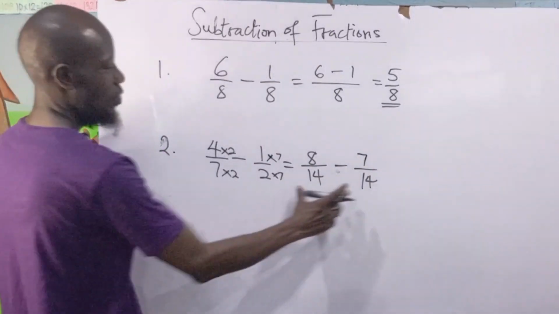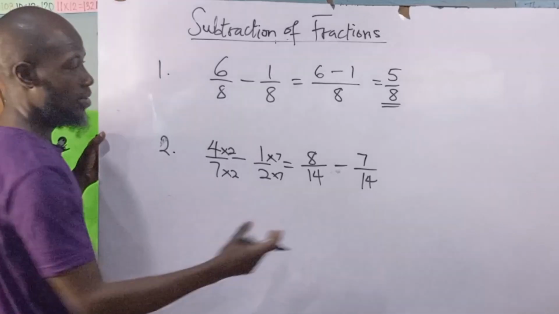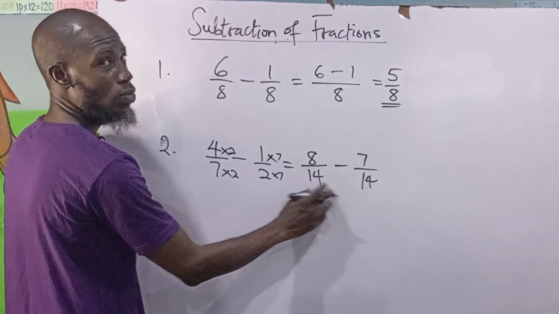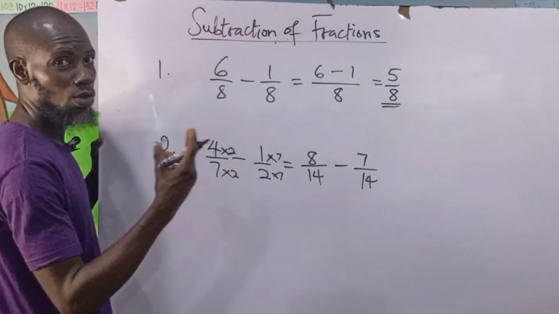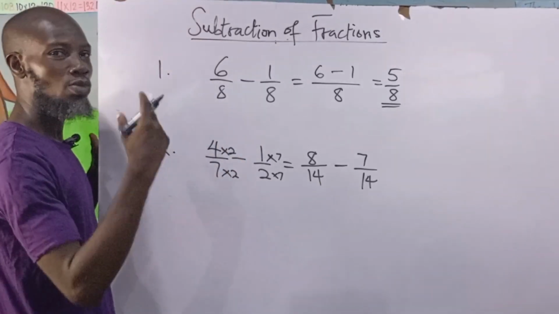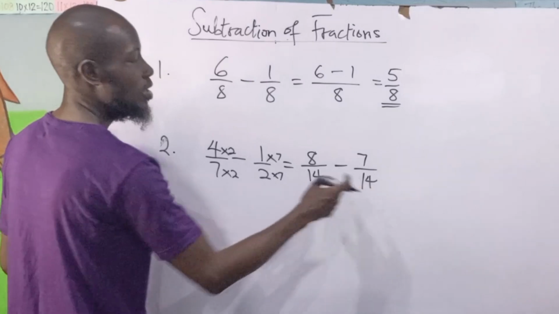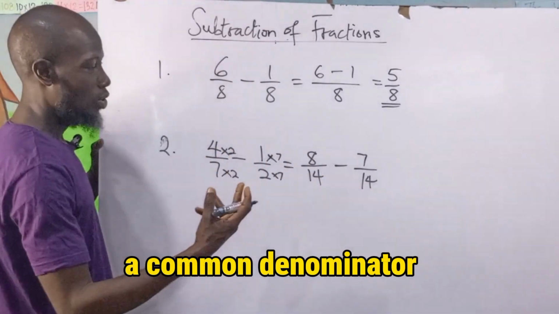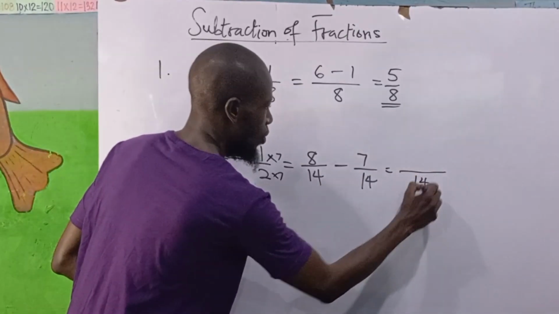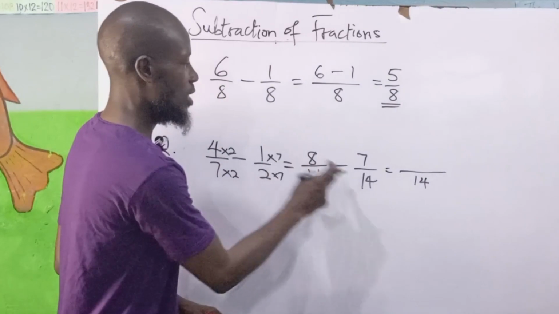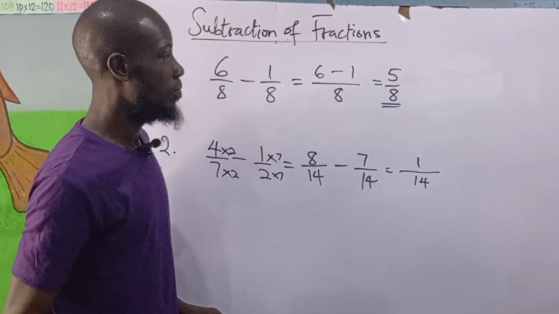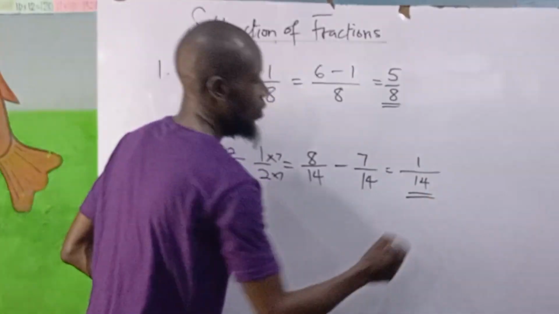So you can see we have achieved that step of making the denominators common. And why is that? Because you cannot subtract fractions without a common denominator. Now we keep the denominator, and we have 8 minus 7, which is 1. You can see we have 1 over 14.